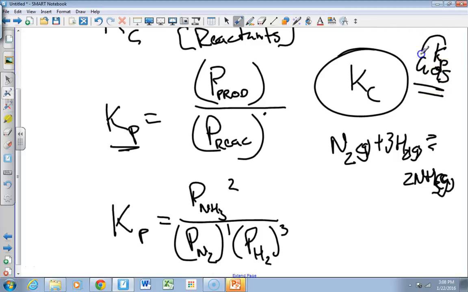Also realize that you would only use Kp for gases. You don't talk about equilibrium pressure when you're dealing with aqueous mixtures. So that's it for this one, and have a great day.